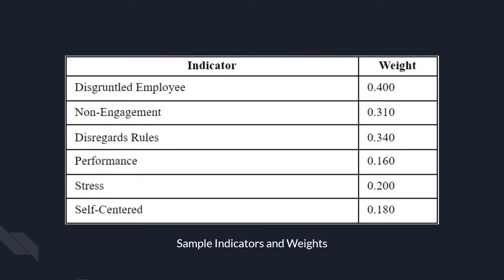And here we just have some sample indicators and weights to better illustrate how this works. You can see at the top here, a disgruntled employee has a weight of 0.4, which is relatively high. So this is one of the largest signs that may point to a malicious insider. And then non-engagement and disregards rules also have high weights, so they are also more likely to point to insider attacks.